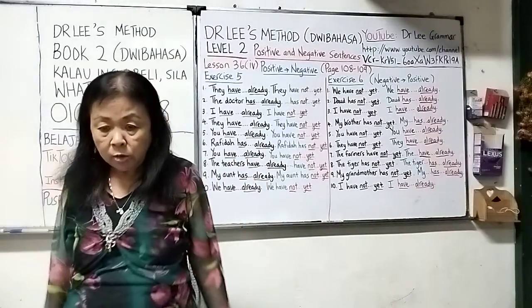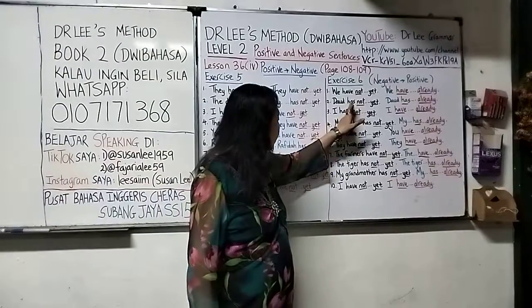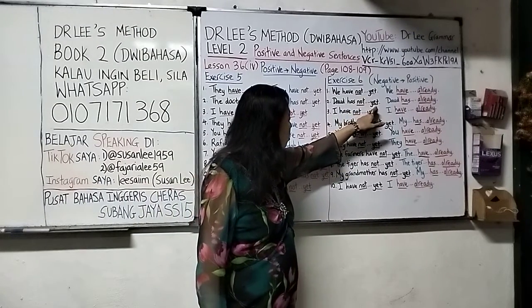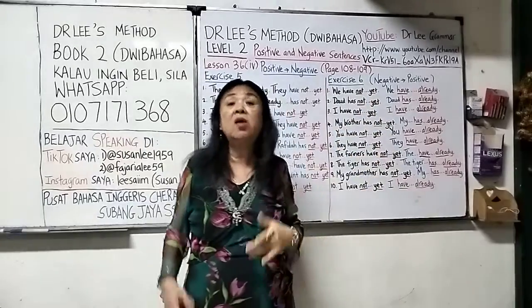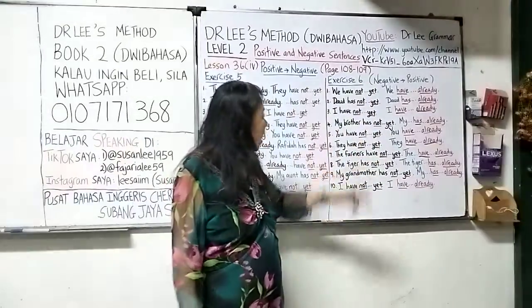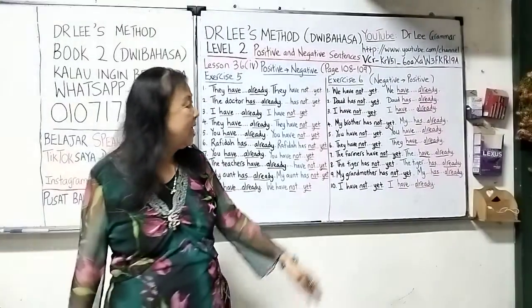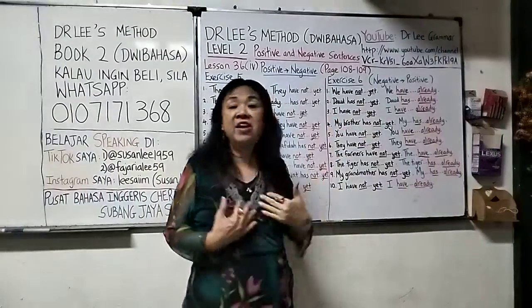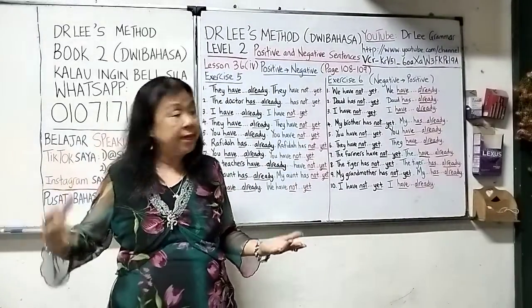Number 2. Dawood has not written his essay yet. So remember, has not is followed by yet. Dawood has written his essay already. Okay. I have not made my tea yet. So have not yet. I have made my tea already. So when you have done it, you use already.